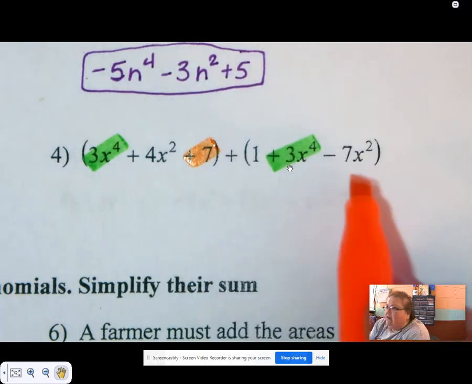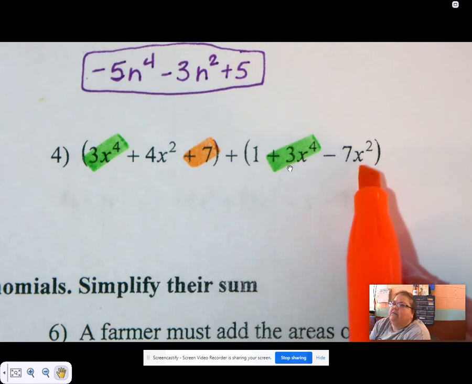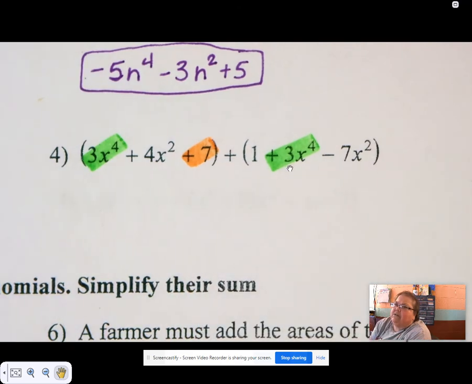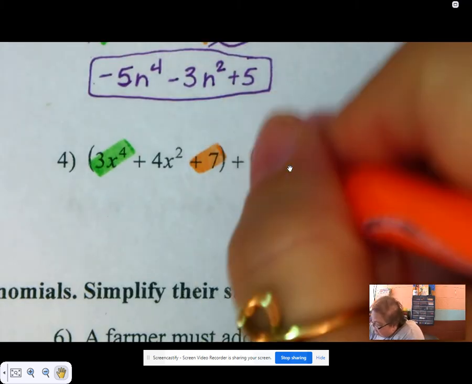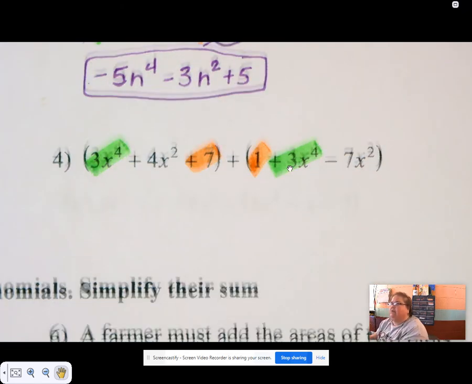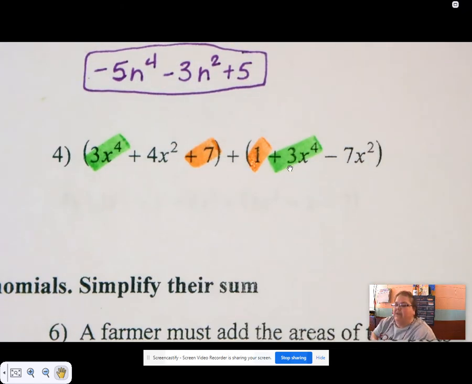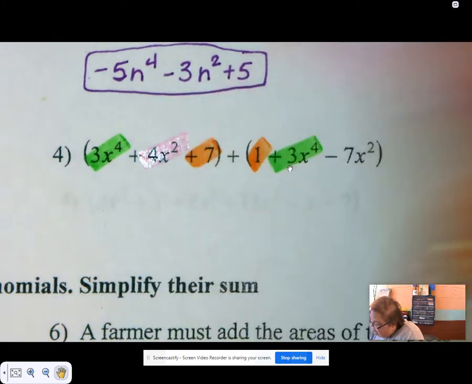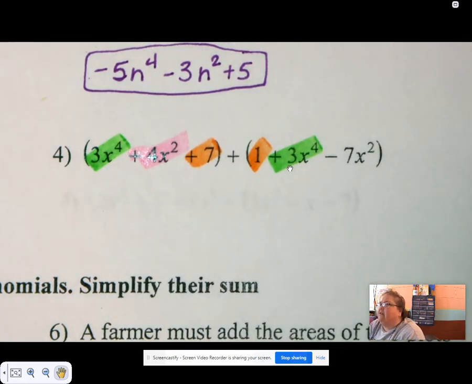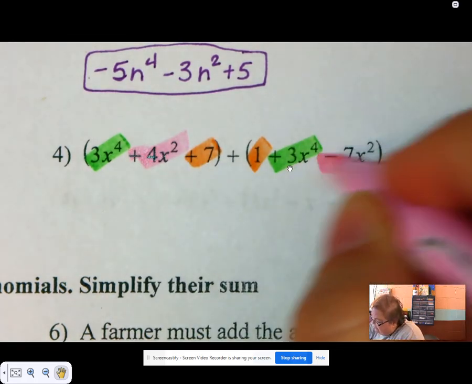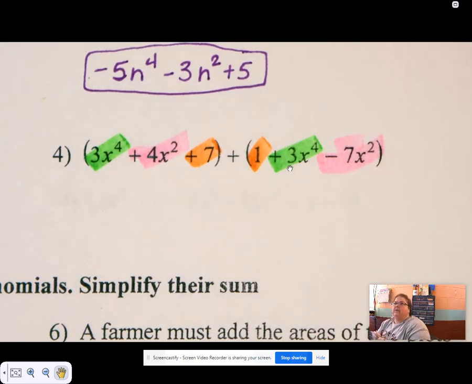I agree. Is that a like term? This one has a variable, so no. What's the other constant? 1. I agree. Okay, so those are, because remember, my like terms have to do with the variables and the exponents. Okay, so now, finally, I have a positive 4x squared, and what is its like term? Negative 7x squared. Thank you. Make sure you keep those operations with those numbers.